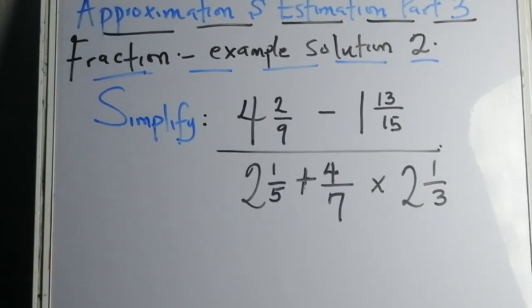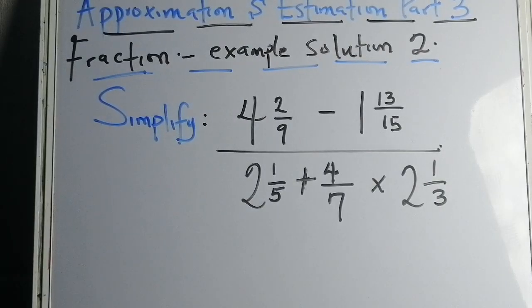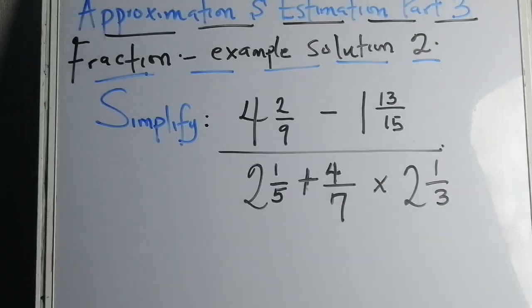So we want to simplify 4 whole number 2 over 9 minus 1 whole number 13 over 15, all over 2 whole number 1 over 5 plus 4 over 7 times 2 whole number 1 over 3. This is very simple. I've told you what we need to do. We just need to apply our BODMAS. It's as simple as that.